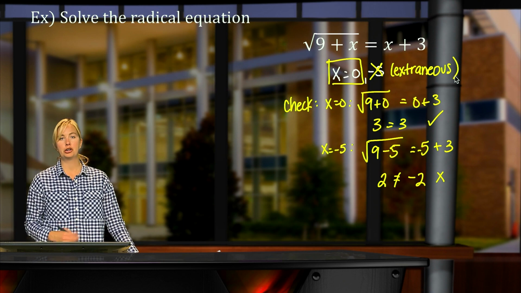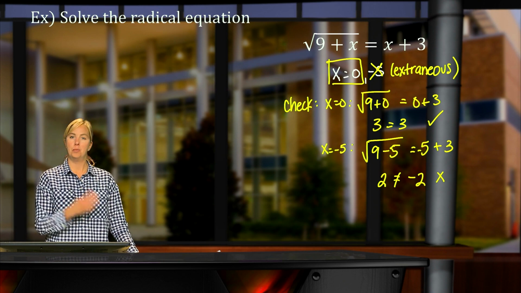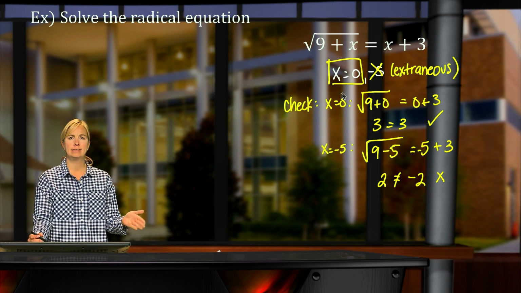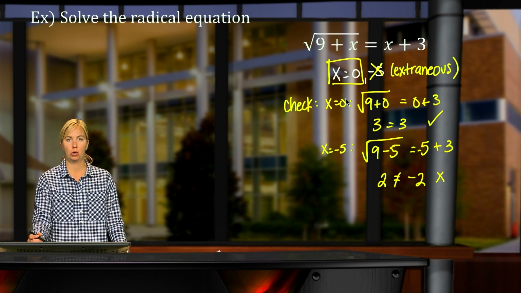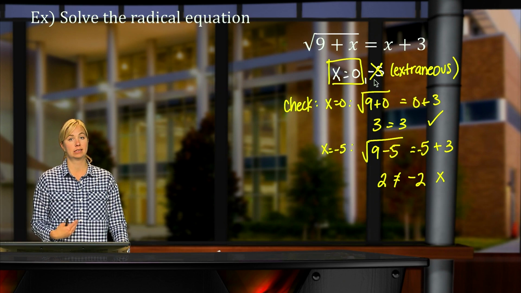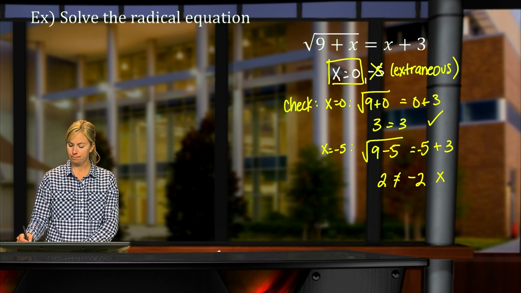It is important in your work that you show that one of the solutions is extraneous. Notice I went back. I had x equals 0 and negative 5 in my work, but then I went back and I crossed out the negative 5 because it doesn't work as a solution to this equation.